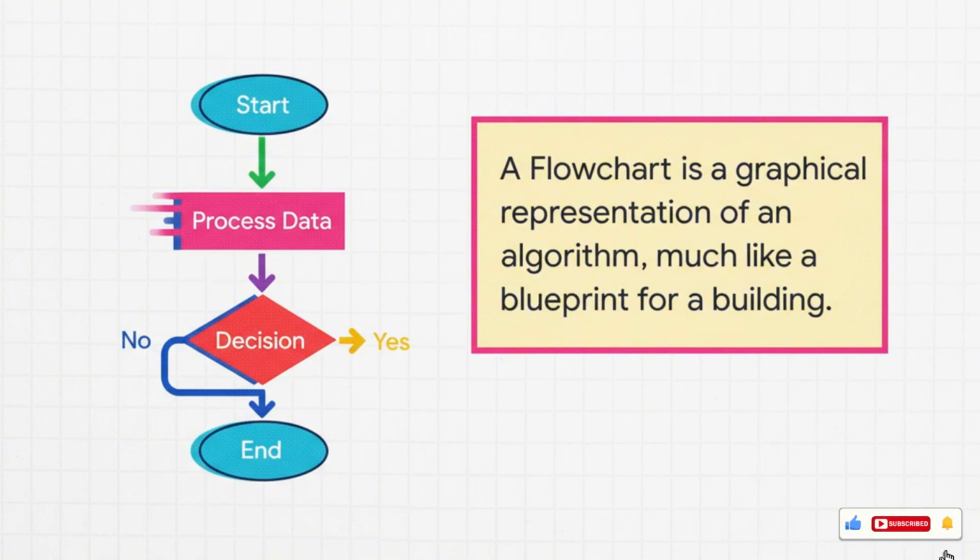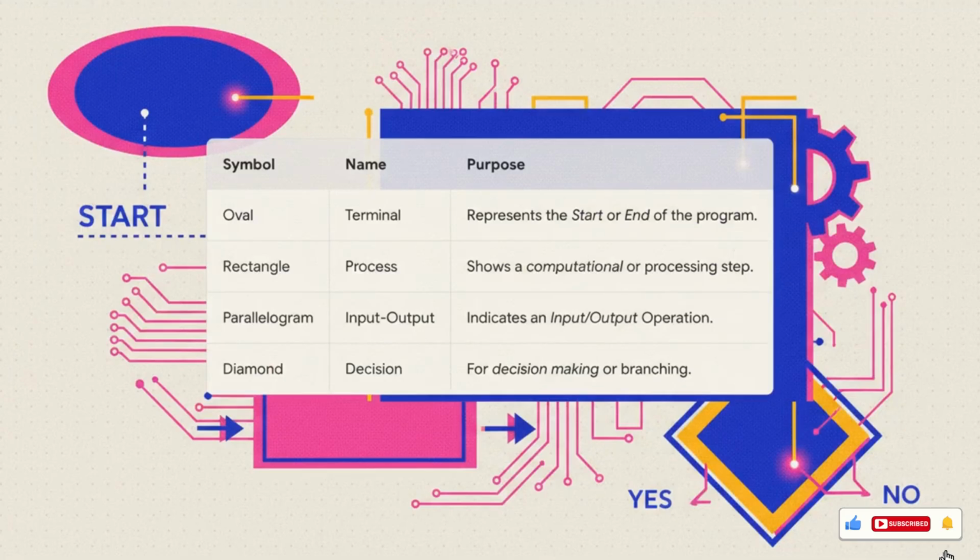Now, a lot of the time, to make these plans easier to understand, programmers will sketch them out visually. And the tool for that is a flowchart. It's a fantastic way to actually see the flow of your logic and spot any tricky parts before you get lost in the code. And flowcharts have their own basic symbols, kind of like a visual language.